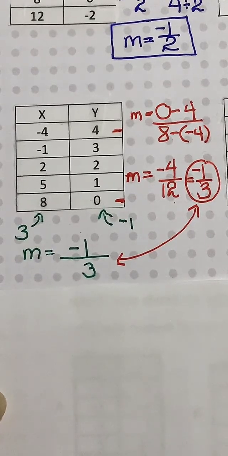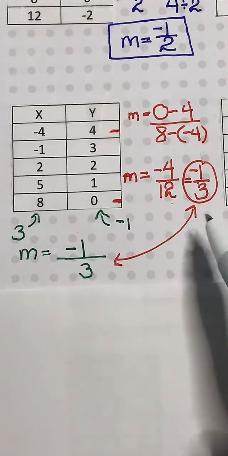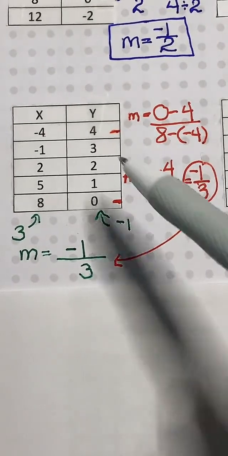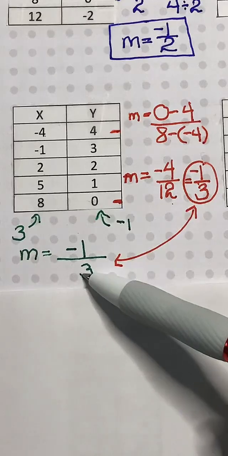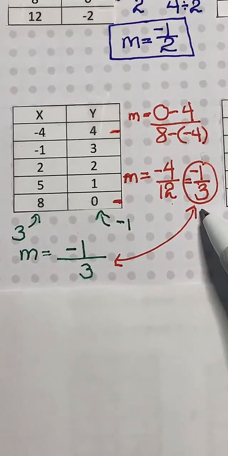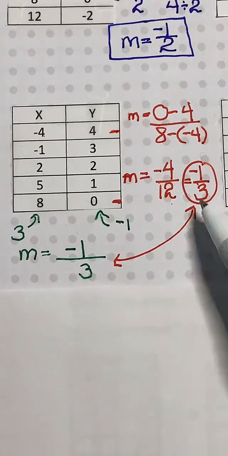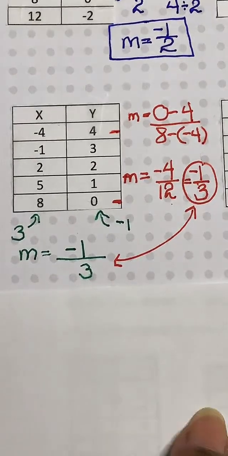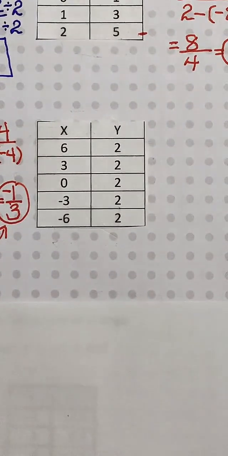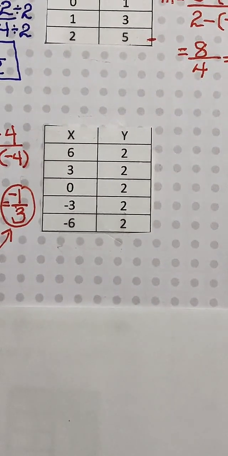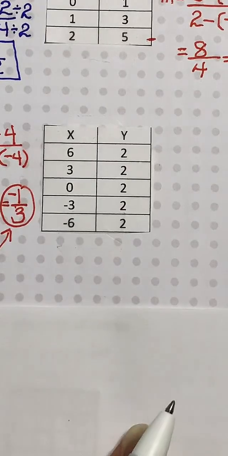All right. So you can see that if you just simply do the patterns, or you can do the algebraic, you're going to get the same answer. Okay. So let's slide over to here. Okay. Tell me what my slope is.